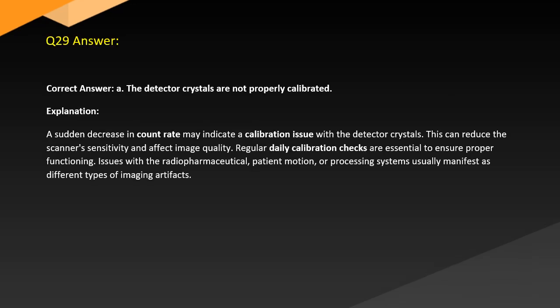Answer. Correct answer: A. The detector crystals are not properly calibrated. Explanation: a sudden decrease in count rate may indicate a calibration issue with the detector crystals. This can reduce the scanner's sensitivity and affect image quality. Regular daily calibration checks are essential to ensure proper functioning. Issues with the radiopharmaceutical, patient motion, or processing systems usually manifest as different types of imaging artifacts.